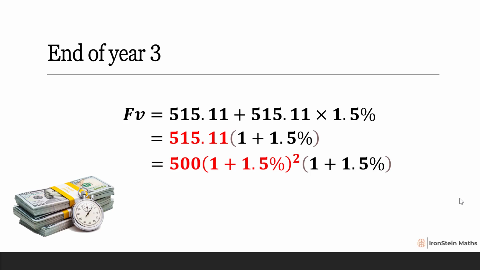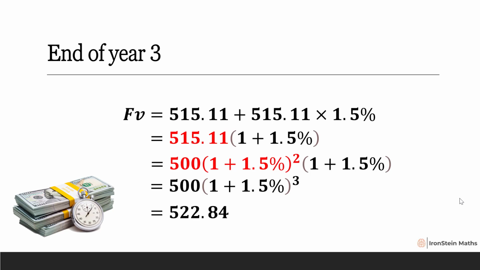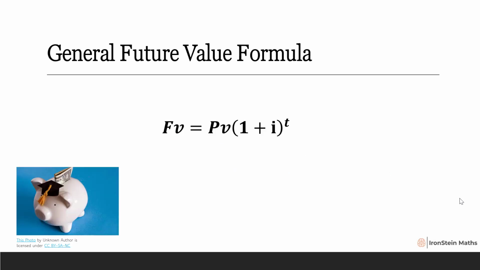Because those two brackets are the same, we can write this as 500 multiplied by 1 plus 1.5% to the power 3, which is equal to $522.84. So from this we can see how the general formula is derived. Future value is equal to the present value multiplied by 1 plus the interest rate raised to the t, where t is equal to the number of years.